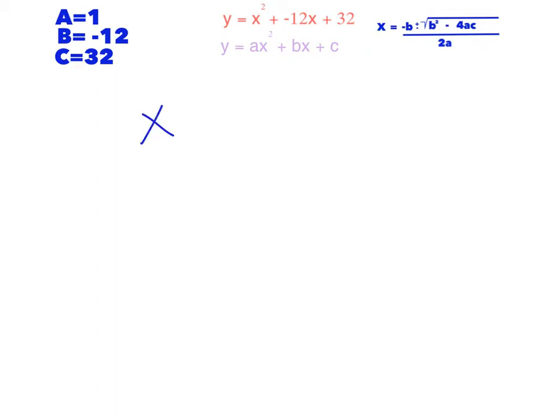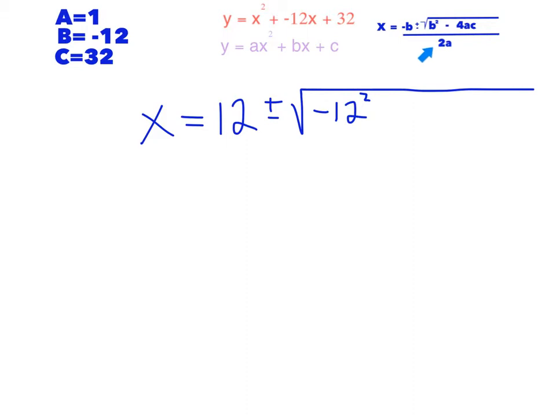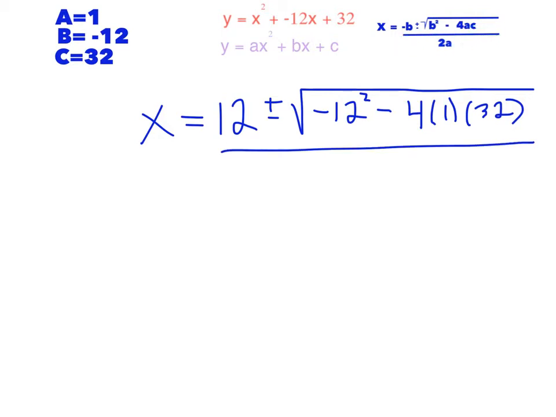X equals -b, or the opposite of b, so seeing our b term already is negative, a negative -12 is kind of like having a positive. Plus or minus the square root of b, again, minus 4 times a times c, all divided by 2 times a.